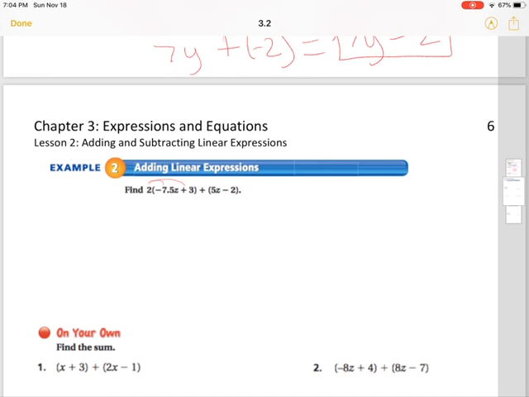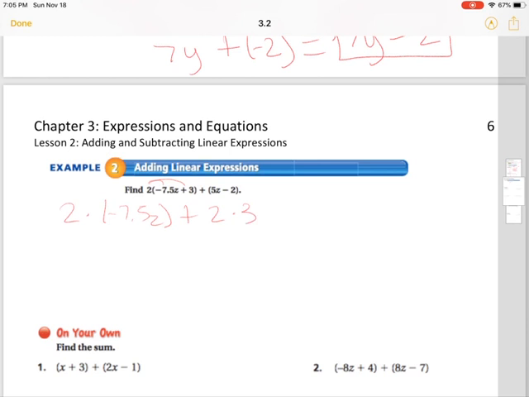And so with the distributive property, just like I drew those little arrows, you have to distribute whatever is on the outside. You have to multiply it by everything that's on the inside. So you could do this by saying 2 times negative 7.5z and 2 times 3.